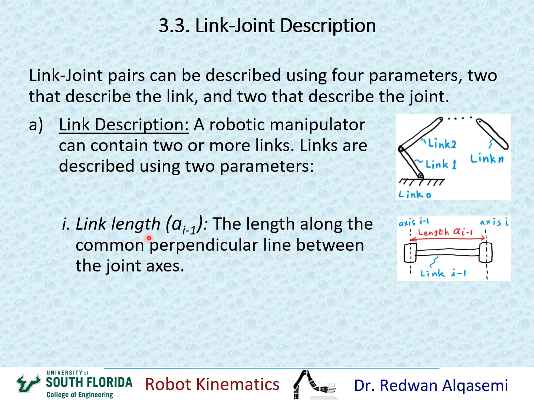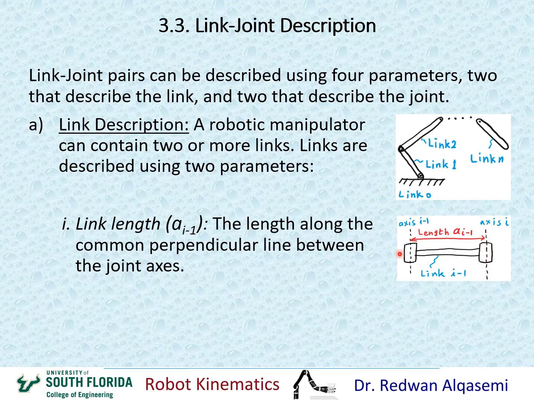The first parameter is called the link length, or a_{i-1}, and i-1 is just an index that indicates which a we are describing. This is for link i-1. So if we're describing the link length for link i-1, we call it a_{i-1}. The definition of this link length is the length along the common perpendicular line between joint axes. So if we look at link i-1, we have joint axis i-1 on one side and joint axis i on the other side.